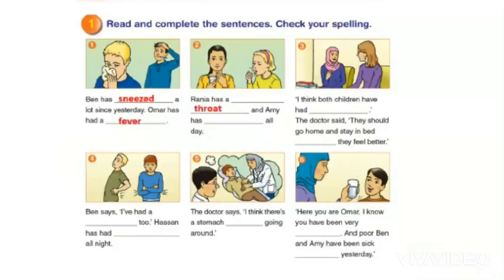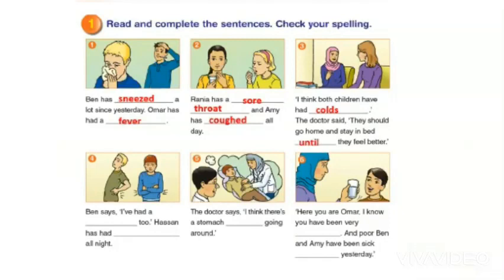Rania has a sore throat. And Amy has coughed all day, past participle. 3. I think both children have had colds. Colds, not cold, because we said both. The doctor said they should go home and stay in bed until they feel better.